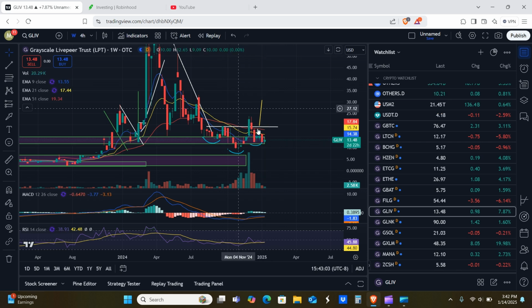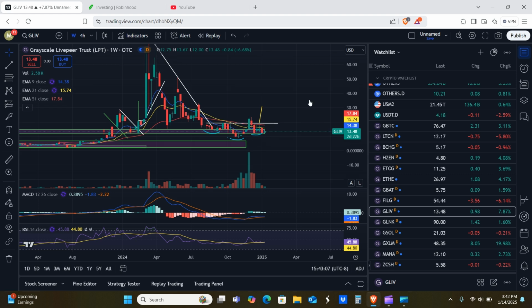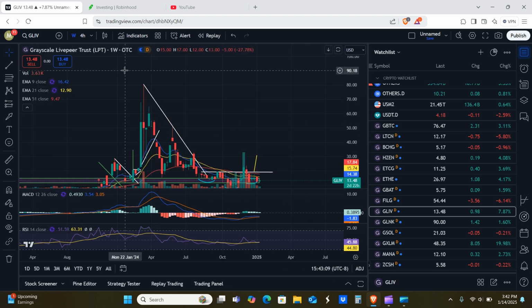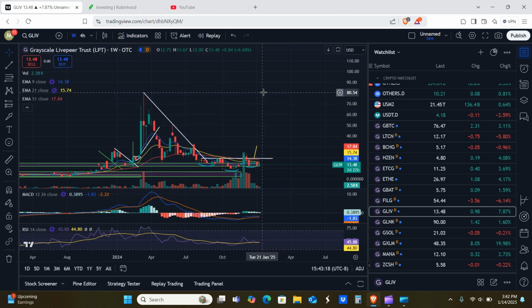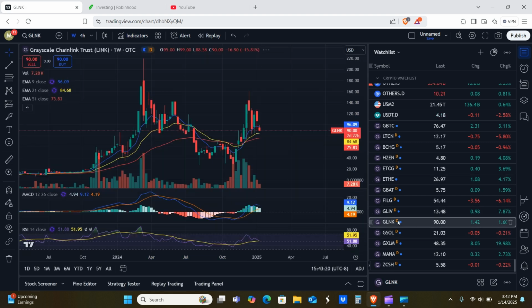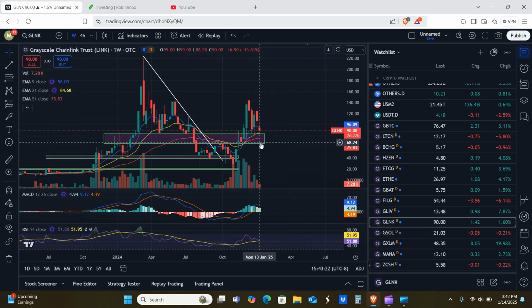So anyways, GLIV 12 to, I'd say, about 1470 on this one for buy zones. We still have to get above the EMAs, above that neckline on the head and shoulders, with 80 for the all-time high as the target for potentially about an 8x move here. About 575% gain.